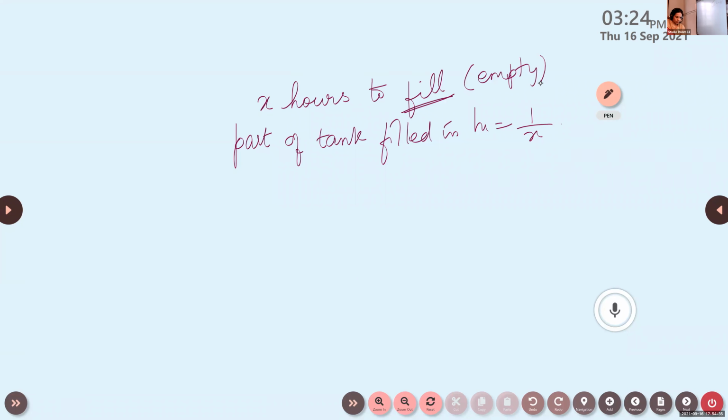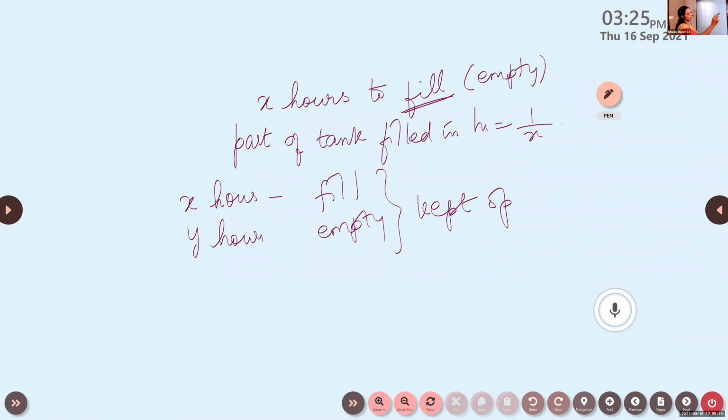Now imagine the situation. Suppose a pipe can fill the tank in X hours, and another pipe can empty the tank in Y hours. Imagine there is a hole or another pipe through which the water can go out. X hours is needed to fill the tank and Y hours is needed to empty the tank. Suppose both are kept open. On one side we are filling, on the other side it is going out.